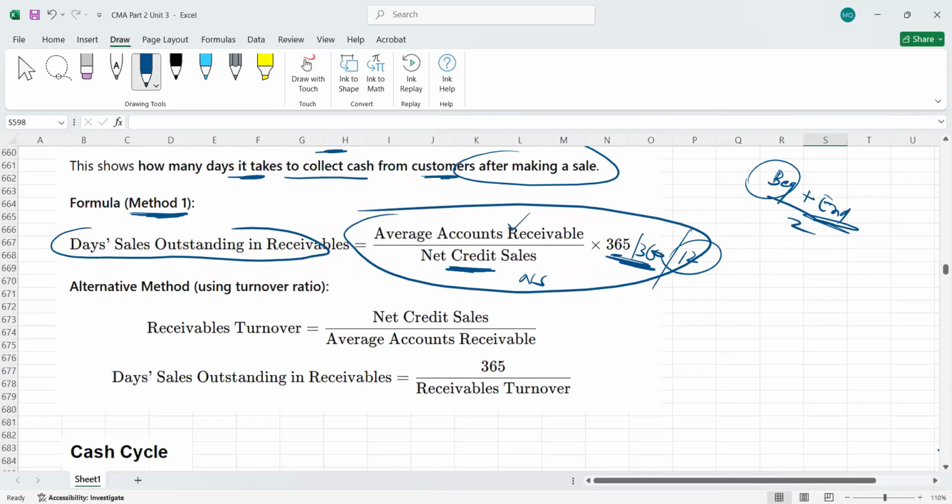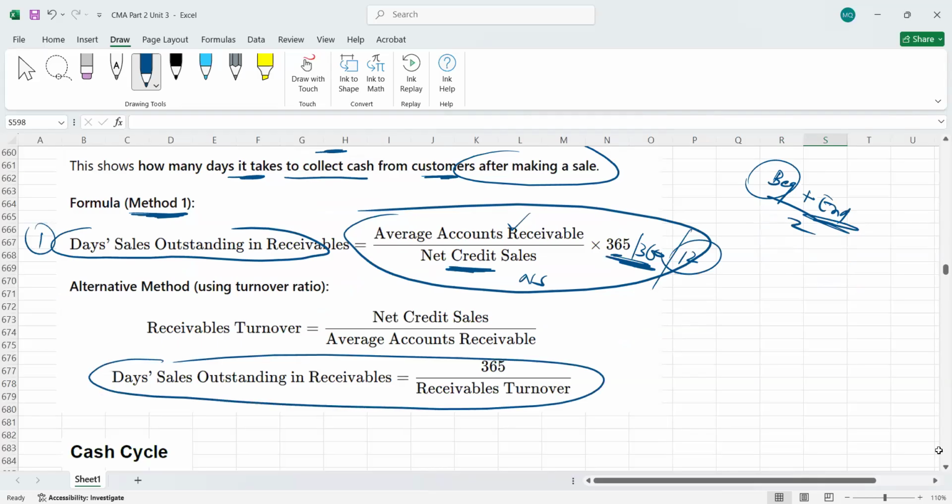And the second way is this alternative way. This is the first way to find out collection period, and this is the second way. You can calculate collection period using 365 or 360 divided by receivable turnover. How do you calculate turnover? This is the formula. Turnover means times. When we attach the word turnover with receivables, it means how many times we collected the cash from the customer in a given period. So the formula for turnover is net credit sales divided by average accounts receivable.